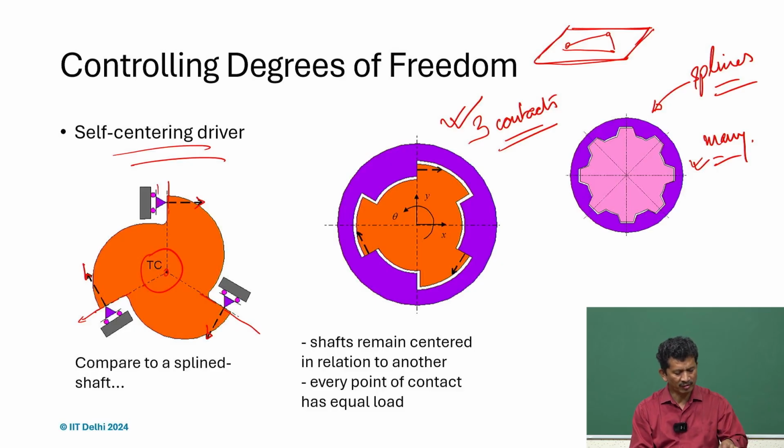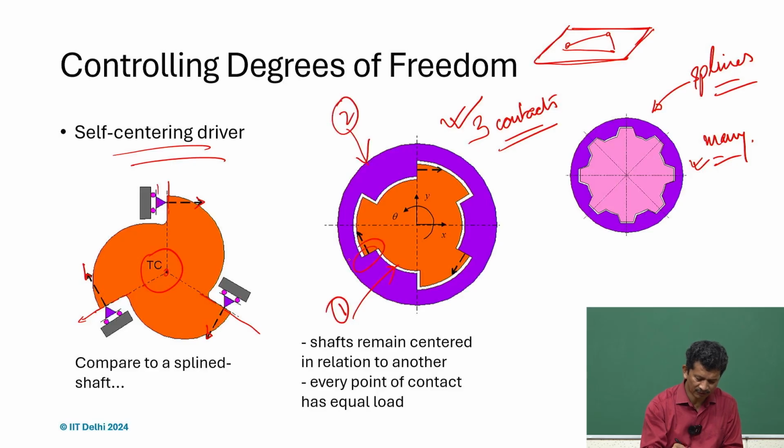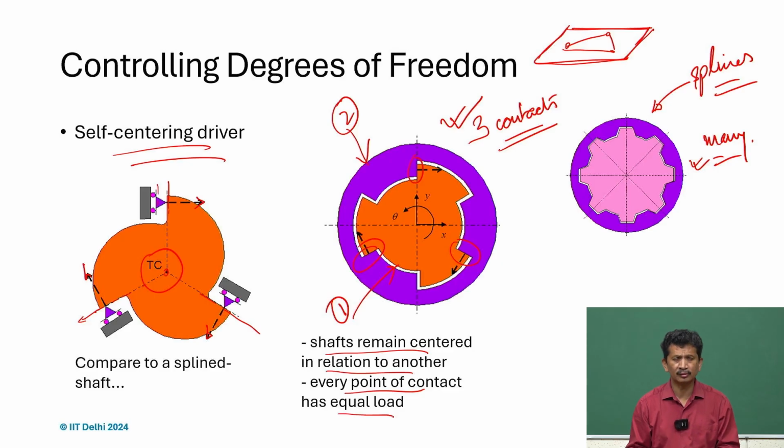So, the moment we have this, it actually gets centered automatically. Suppose we have these two members, 1 and 2, and if we are able to define these three contacts, it gets centered. The shaft remains centered in relation to the other, and every point of contact has equal load. Of course, it depends on how we apply the preloading, but if we apply a torsional moment, since it's a symmetric design, it will be equal at each and every contact point.